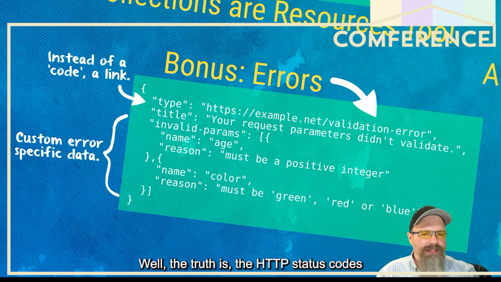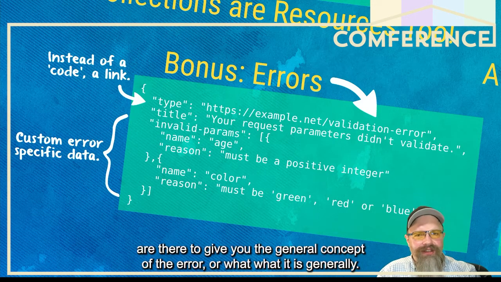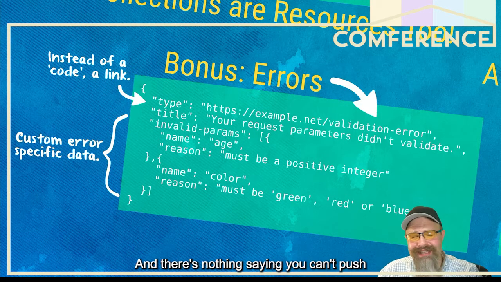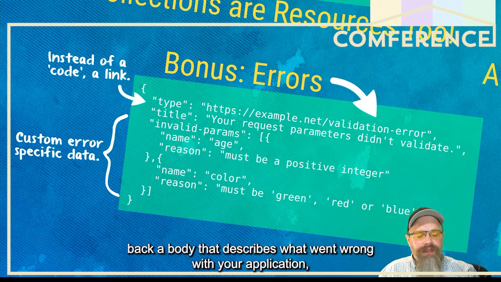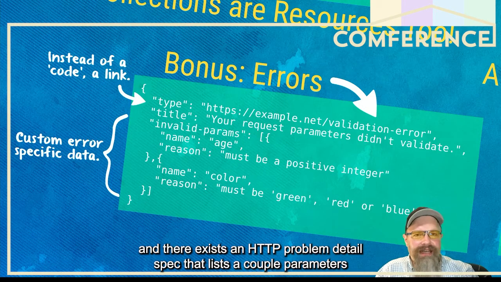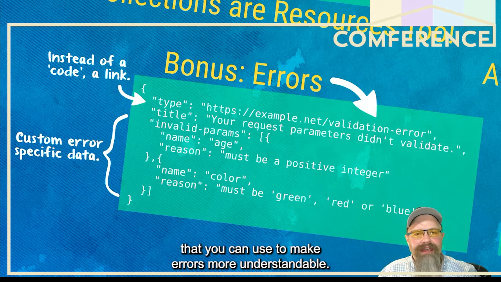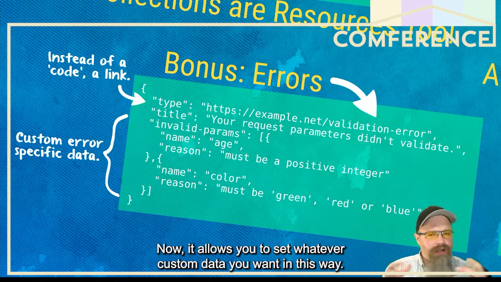Well, the truth is, the HTTP status codes are there to give you the general concept of the error, what it is generally, and there's nothing saying you can't push back a body that describes what went wrong with your application. And there exists an HTTP problem detail spec that lists a couple parameters that you can use to make errors more understandable. Now, it allows you to set whatever custom data you want.